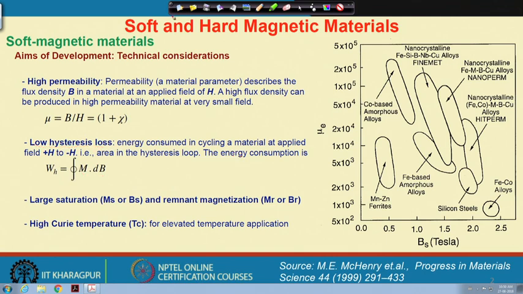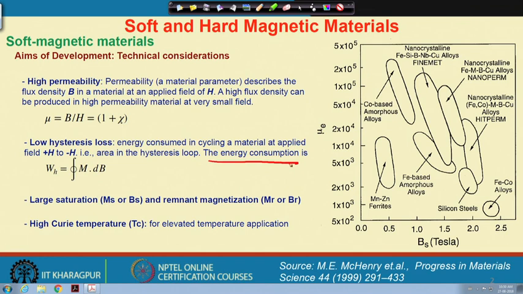We already know that for a soft magnetic material it is less than 10 to the power 3 ampere per meter. And why do we need a low hysteresis loss? Because the energy consumption will be less. Let us say I have to develop a transformer core, then we have to reduce both the eddy current loss as well as the hysteresis loss, and because of that we have to develop soft magnetic materials.